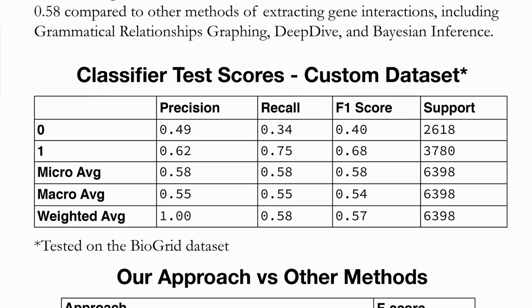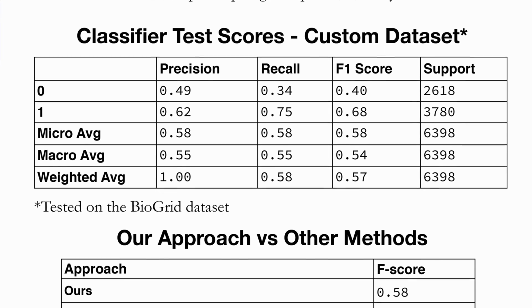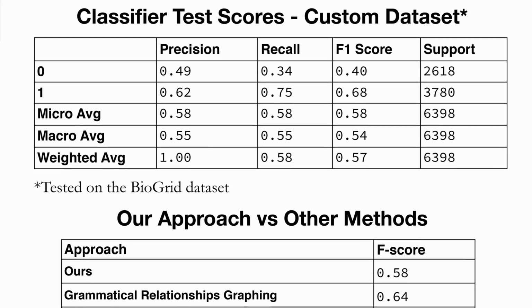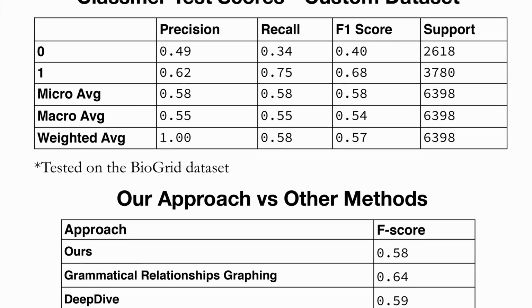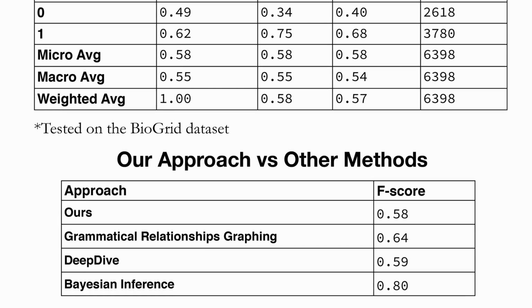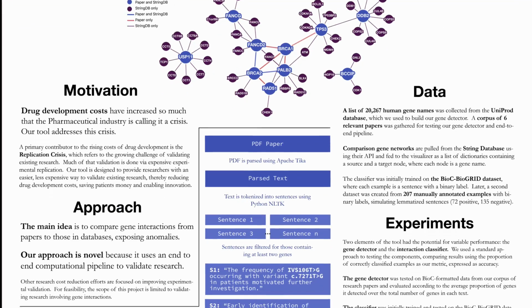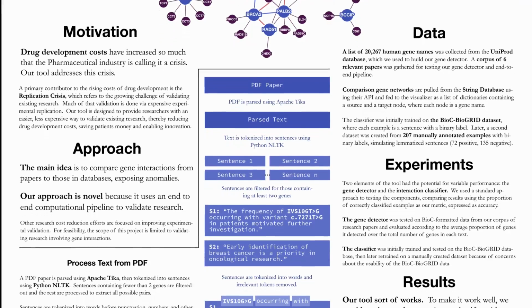Despite the small size of the custom dataset, the second classifier compared well against other methods for extracting gene interactions from texts. It almost matched the scores for deep dive and grammatical relationships graphing, and only Bayesian inference beat it soundly. Our tool's performance would improve significantly with an improved classifier, which could be achieved if we had more high-quality training data.